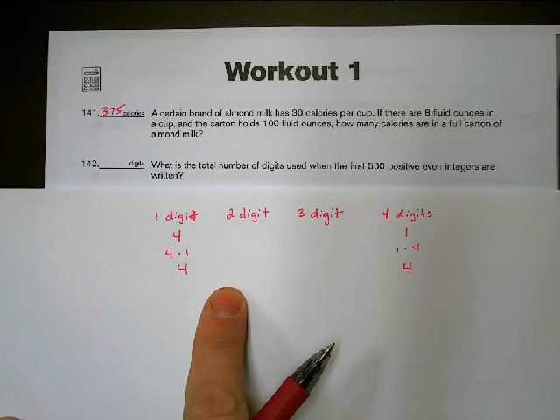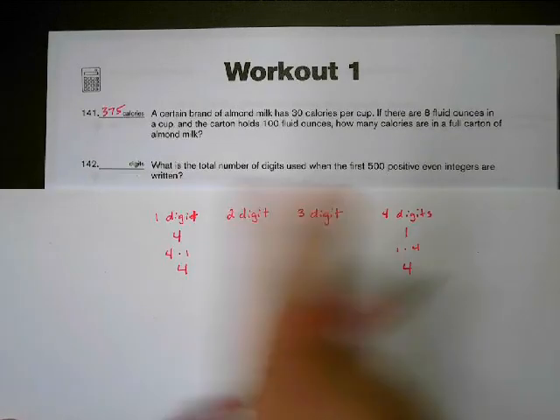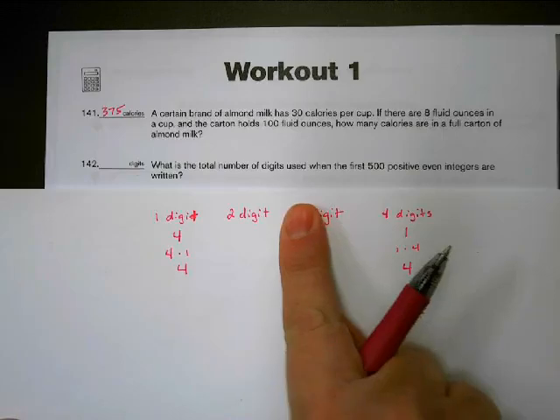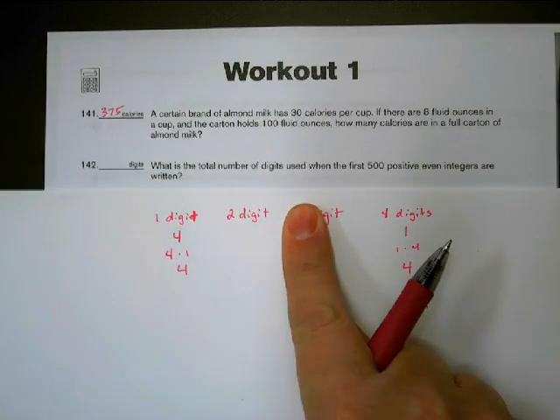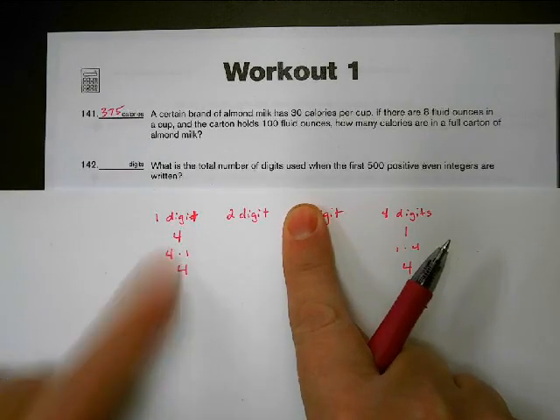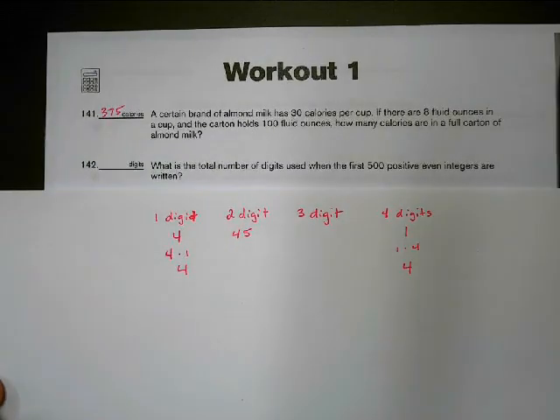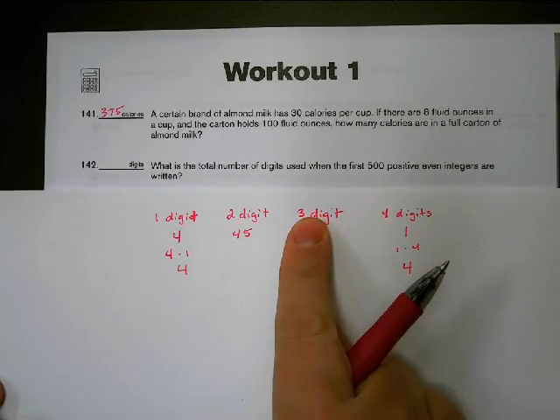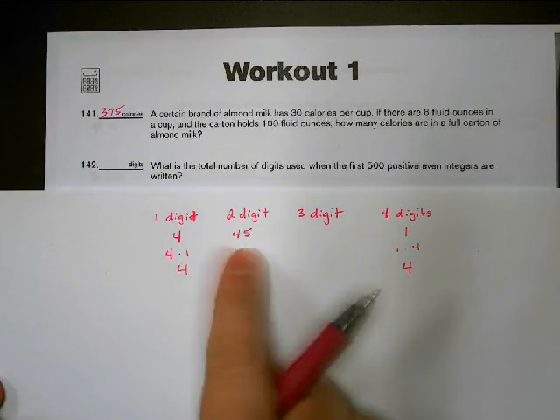So I know that the 50th number is 100, right? Because they're even numbers. That means 49 of my numbers are 1 and 2-digit numbers. I already counted 4 of them, so that must mean that I have 45 2-digit numbers, because our 50th number is 100, a 3-digit number. So the 49th number would be a 2-digit number.